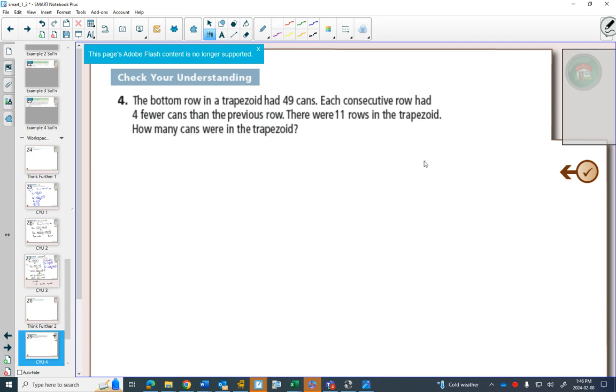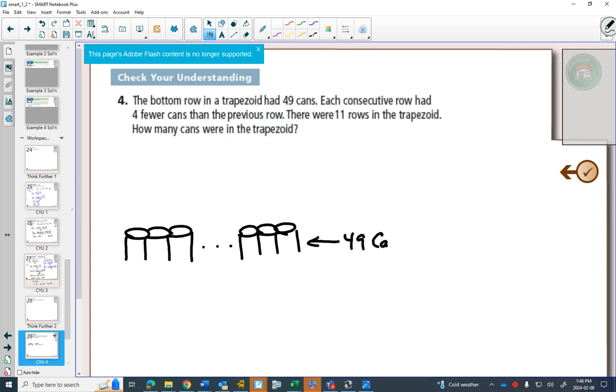Sometimes it's nice to draw a picture. 49 is a lot of things to draw, so I'm going to imagine one can, and then another can, another can, dot, dot, dot. I don't want to draw 49 of them. 49 cans in the bottom row.